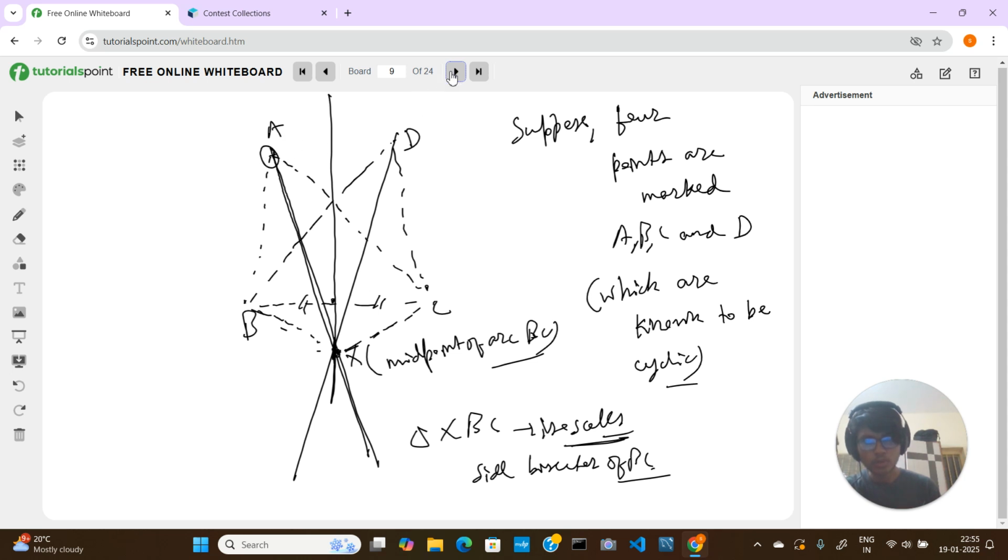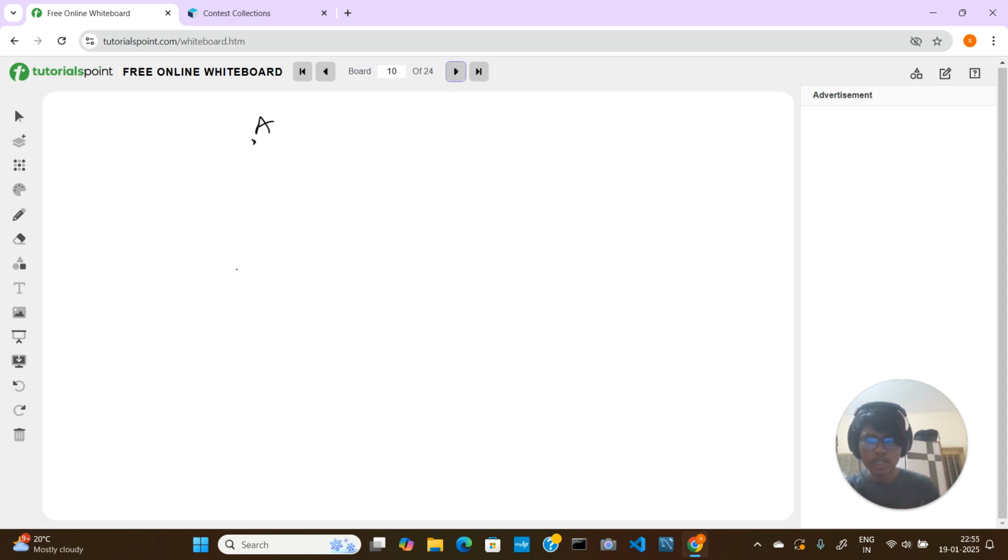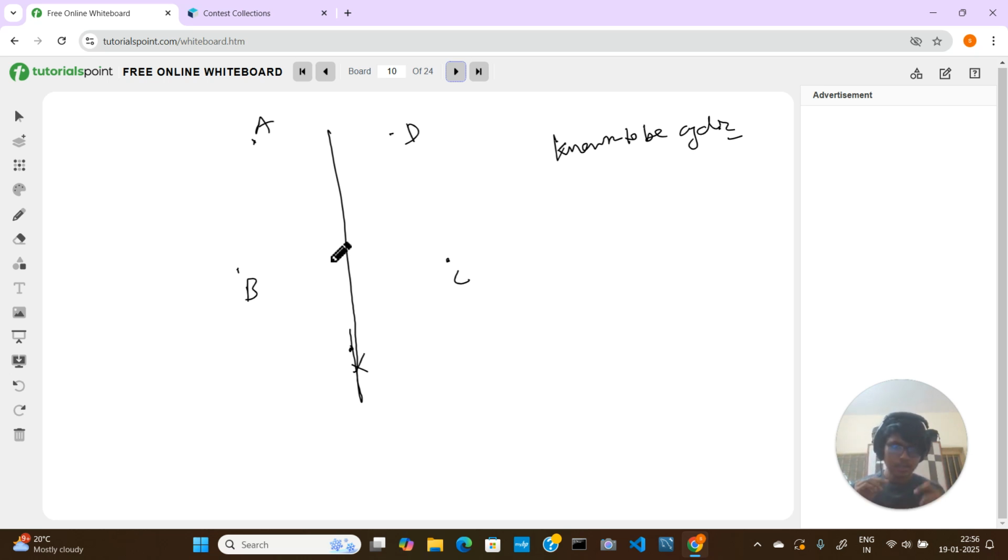So now you can see, right? What did we start with? We started with four given points A, B, C, and D, which are known to be cyclic. What we saw is that we can construct the midpoint of arc BC. We can construct the side bisector of side BC, basically the bisector of angle BXC.